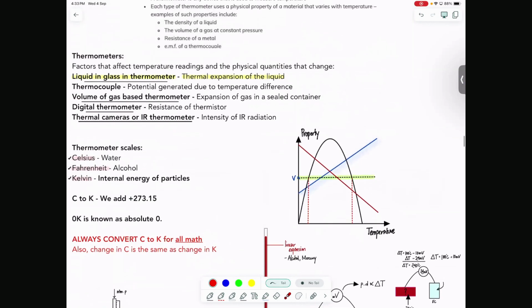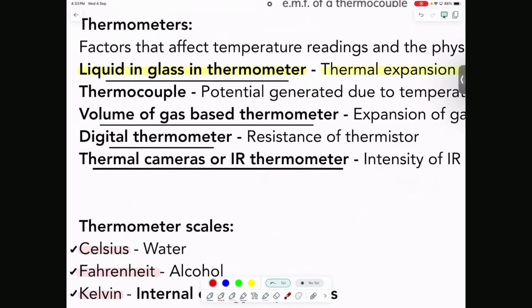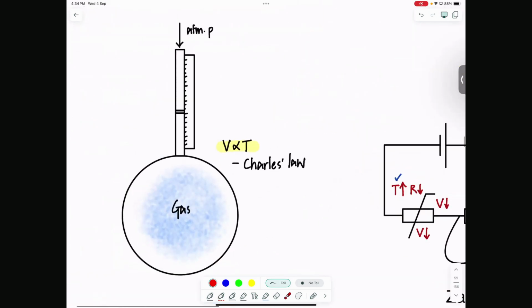So let's go through all of them. Can I use a liquid in glass thermometer? No, there's absolutely no glass out there that will survive 4,200 degrees Celsius. If you place any thermometer in that, it'll just melt, right? So that doesn't work. Can I use this volume-based thermometer? No, right? Then my glass chamber has to be in that 4,200 degrees Celsius molten liquid, and it would melt.